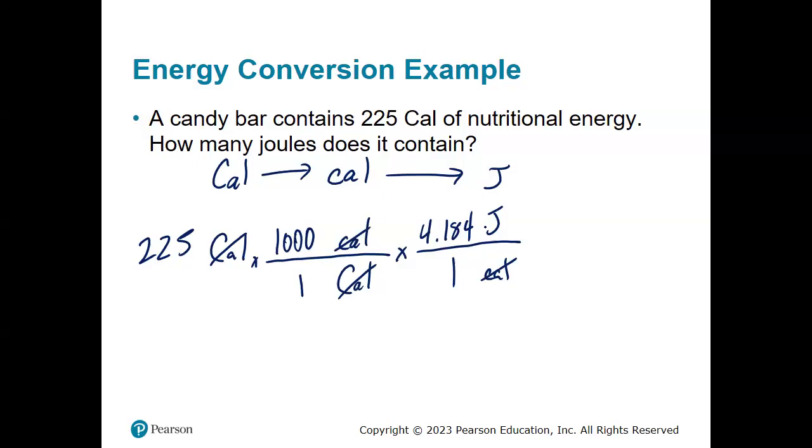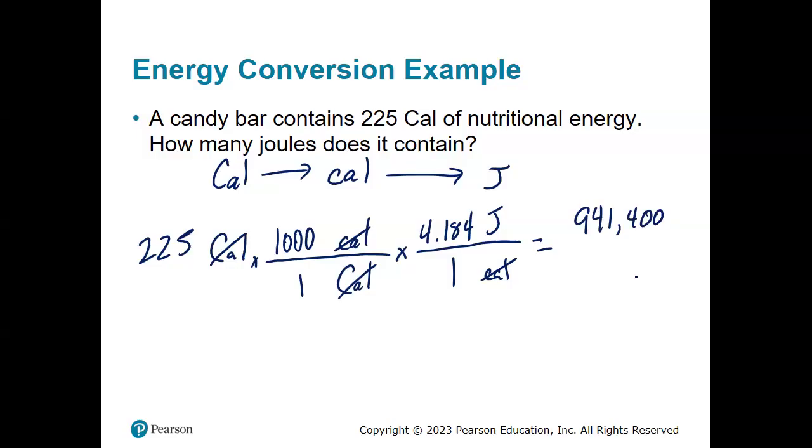So my calories cancel, I'm left with joules. Now we just do like we did with all of those dimensional analysis problems in chapter 2. Multiply across the top, divide across the bottom. 225 times 1,000 times 4.184. My calculator gives me 941,400.